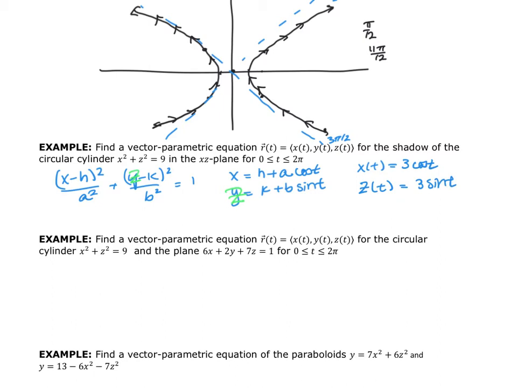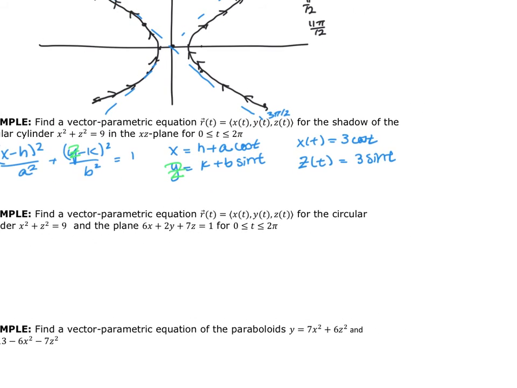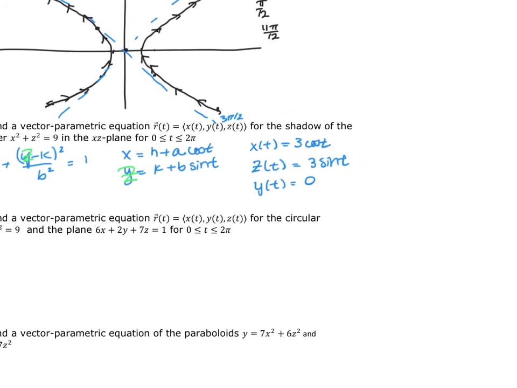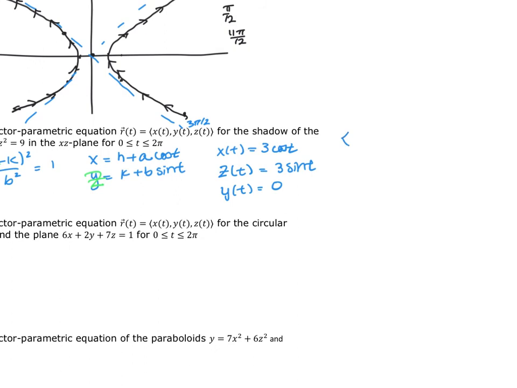And the reason I can do that is because they're saying for the shadow of the cylinder in the xz plane, so that gives me these parameters for x and z, but wait a minute, what happened to y of t? Because we are on the xz plane, y has to be 0. And so the parametric equations in this form would be 3 the cosine of t, 0, and 3 the sine of t.